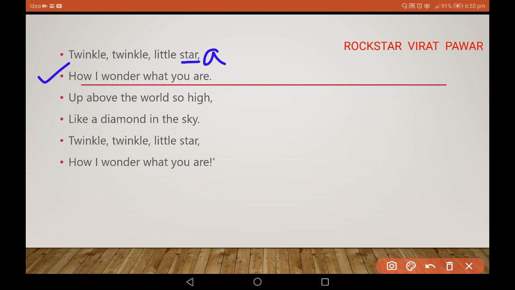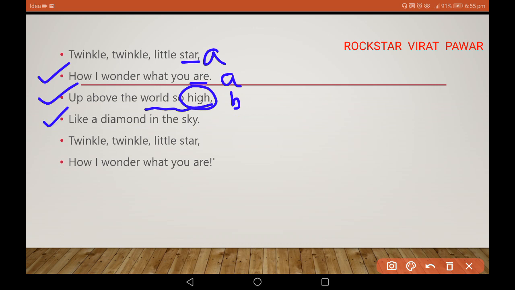In this, star and the other line's ending, are, both lines have a rhyming pattern. That is why we write A for this, because star and are rhyme. Now the next line is up above the world so high. See here, the word high does not rhyme with star and are, so it is different. That's why we write B in front of it.